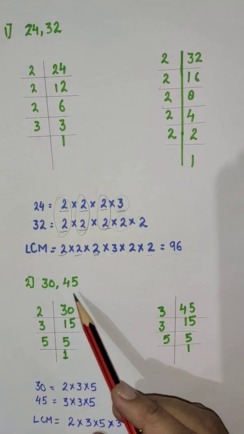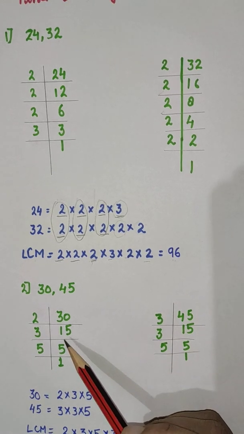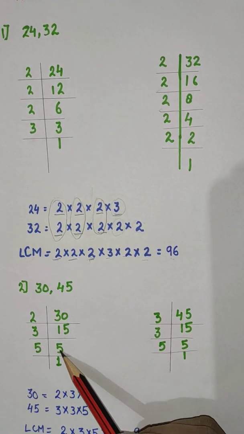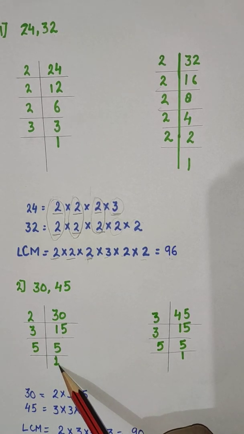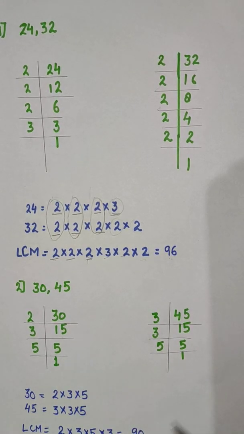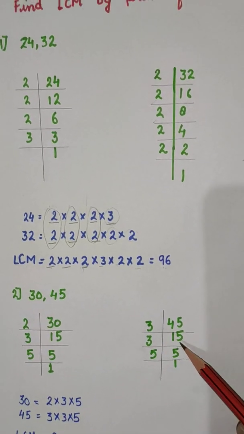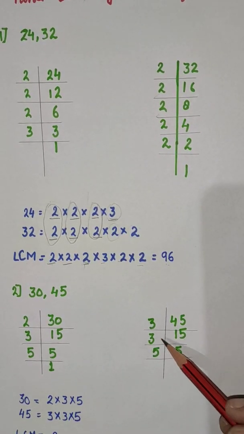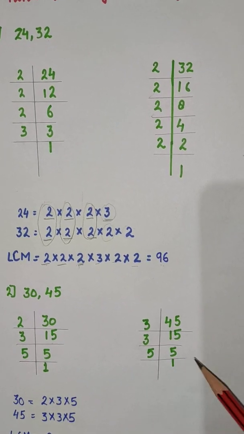Now here, the same with 30 and 45. 30 divided by 2 we get 15. 15 divided by 3 we get 5. 5 divided by 5 we get 1. Now here, 45 divided by 3 we get 15. 15 divided by 3 we get 5. 5 divided by 5 we get 1.